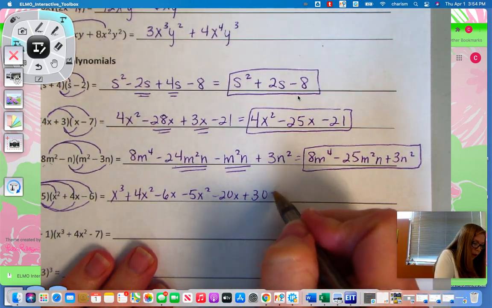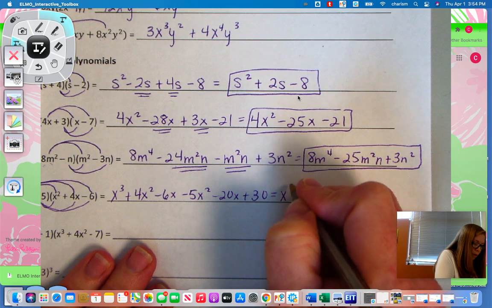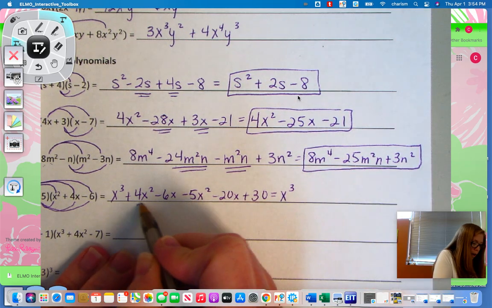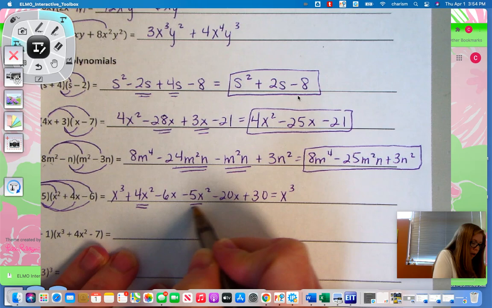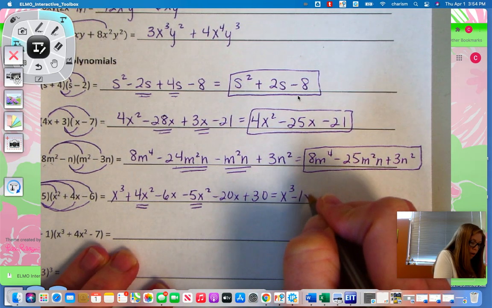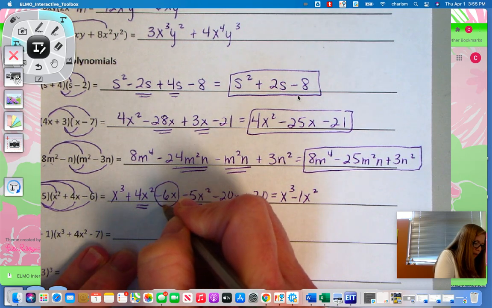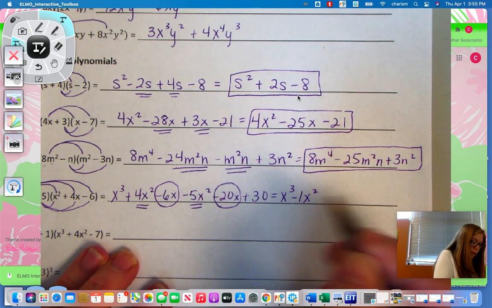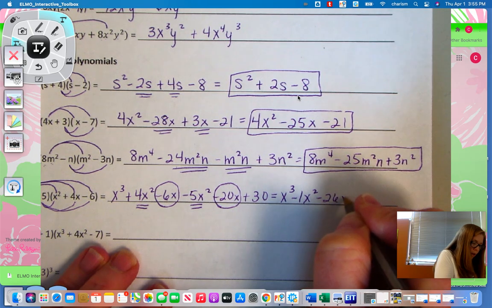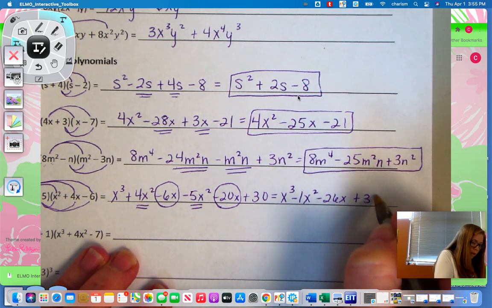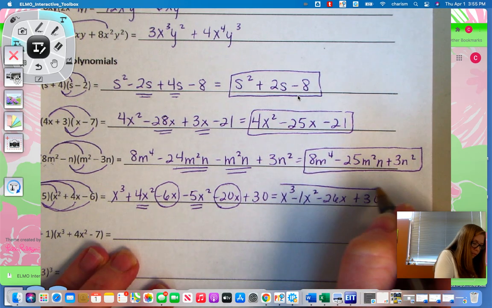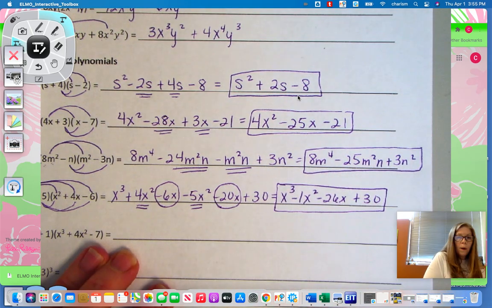All right. So I like to keep them in descending order. So I'm going to keep the x to the third first. And then I've got a 4x squared and a negative 5x squared. Gives me a negative 1x squared. And for you fancy people, you know we don't have to put the negative 1. You could just put negative x squared if that's what you like. And then I've got a negative 6x and a negative 20x for negative 26x. And finally, the positive 30. There you go. Not too shabby, huh?